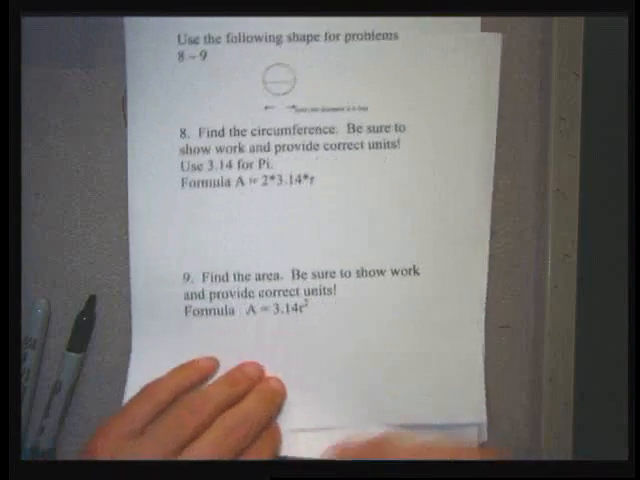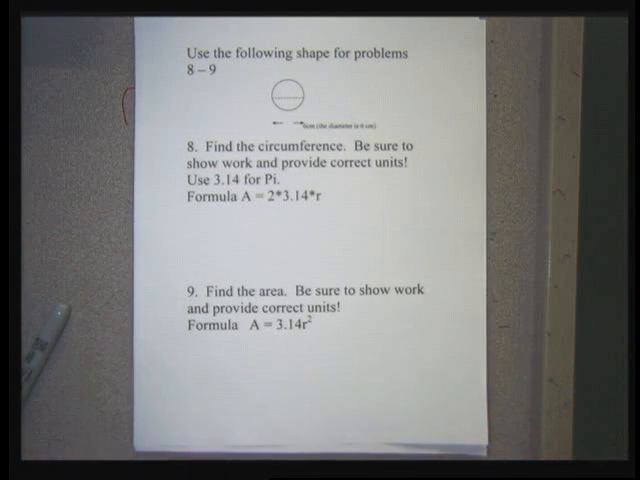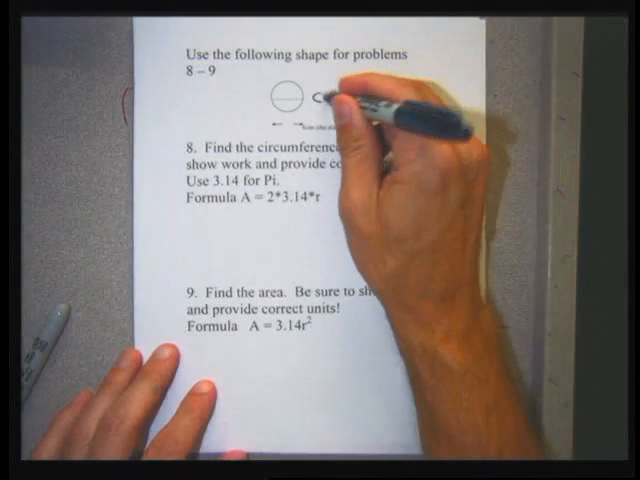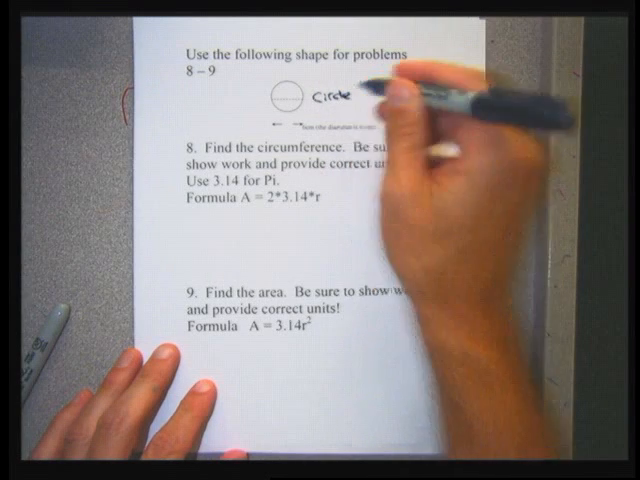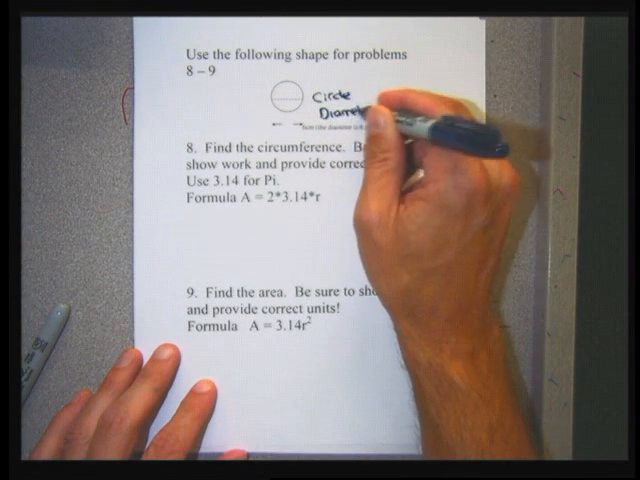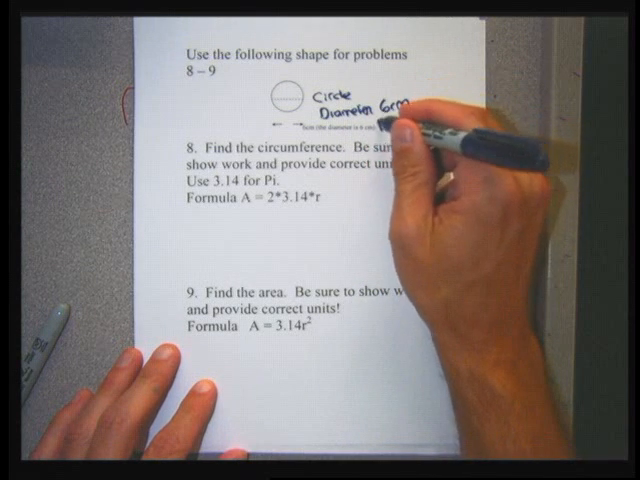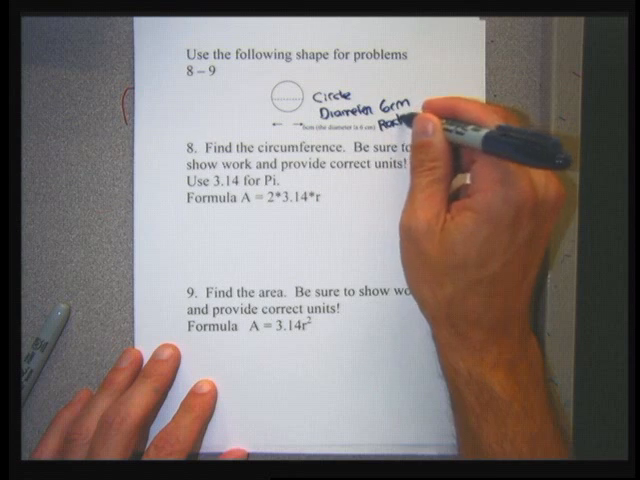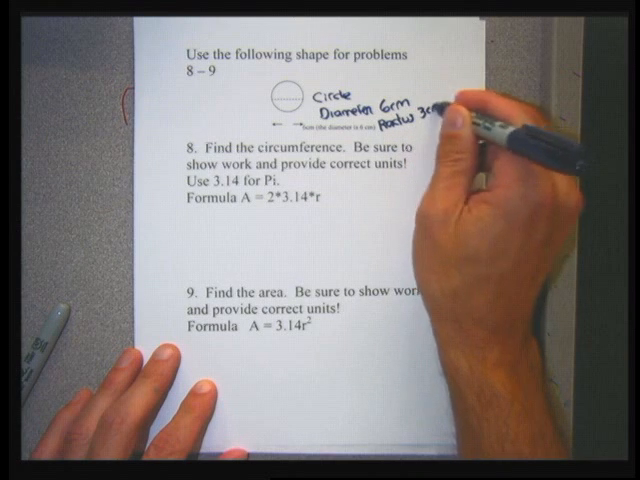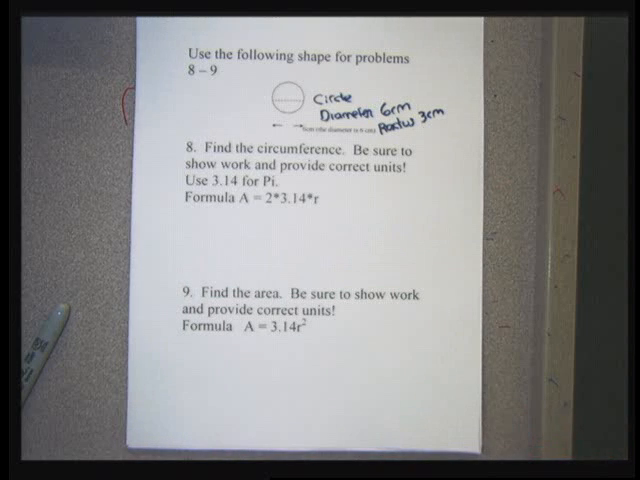Eight and 9 are supposed to give me a circle. This is a circle with a diameter of 6 centimeters. So this is not a sphere, it's a two-dimensional circle. It has a diameter of 6 centimeters. If I divide the diameter in 2, it means it's going to have a radius of 3 centimeters. A radius is always half a diameter. And problems 8 and 9 refer to this circle.